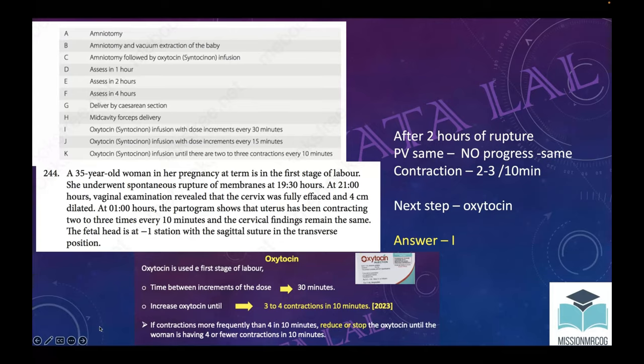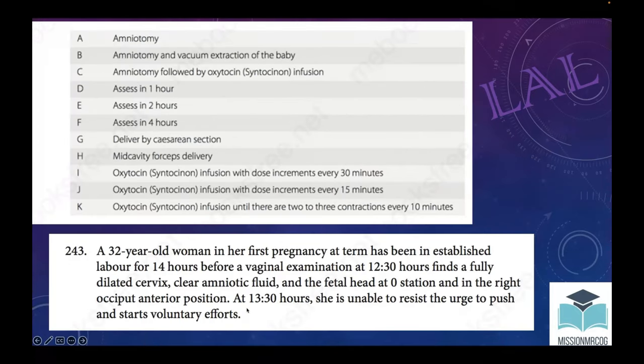So a 32-year-old woman in established labor for 14 hours. PV done at 12:30, fully dilated cervix. Clear fluid, fetal station head at 0, right occipito-posterior. At 12:30, she is unable to resist the urge to push and starts voluntary efforts. So what should be the answer?